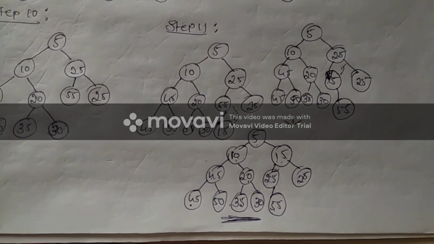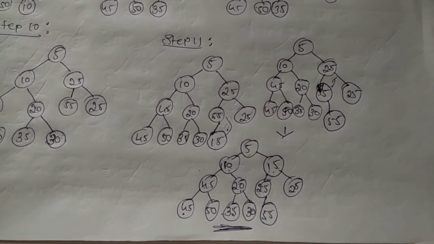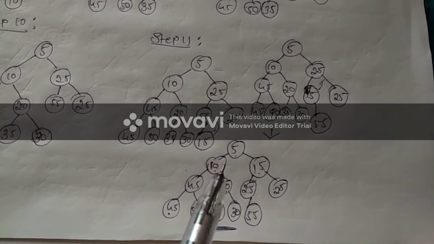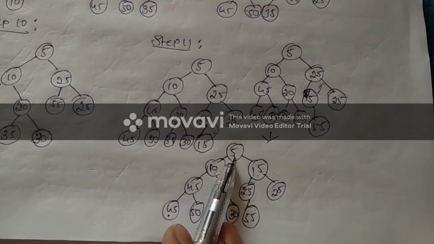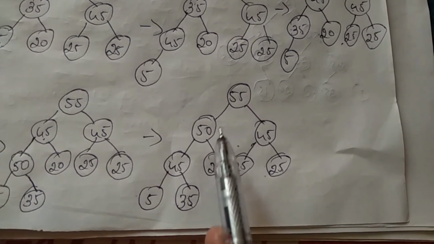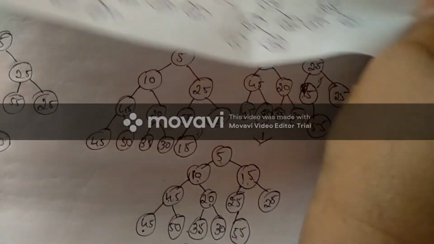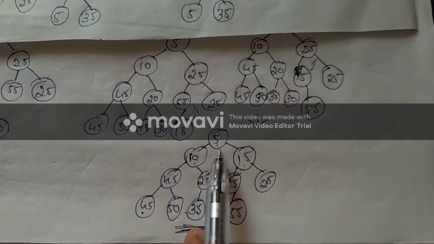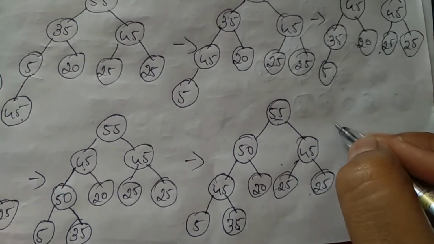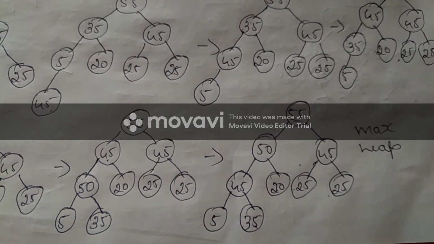Always remember, in min heap, all the parent nodes should be minimum compared to their children. In max heap, all the parent nodes should be maximum, meaning the parent should contain a value greater than its children. In min heap, the root node always consists of the minimum element among all the elements. In max heap, the root consists of the maximum element of all the elements. See here, 55 is maximum of all these, so this is the root node. Here in min heap, 5 is the minimum of all those, so the parent has the minimum value, and in max heap the parent has the maximum value. This is with respect to max heap and min heap.